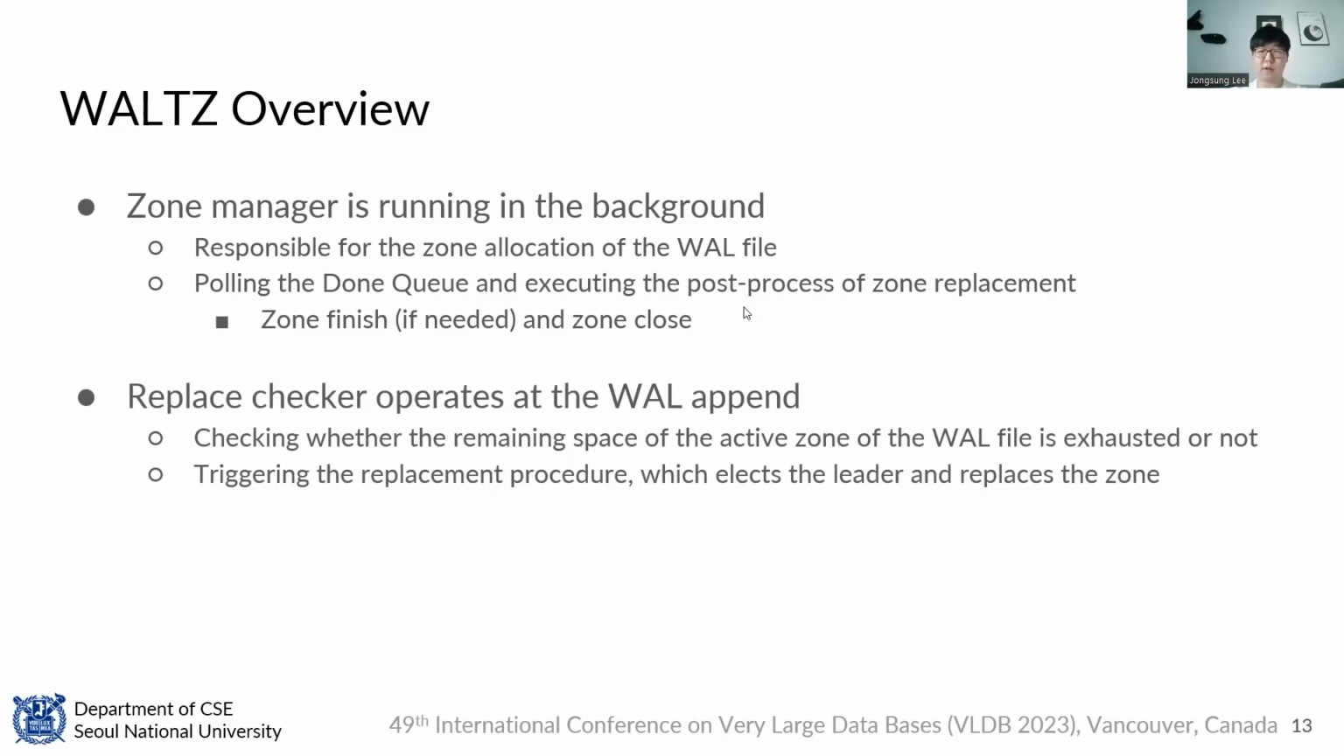Replace checker is triggered right after the completion of each zone append to the WAL file. It checks whether the remaining space of the WAL file is enough or not. If the remaining space is smaller than the threshold, the replacement process is triggered. Under the replacement process, a leader thread is elected by a lock-free mechanism, and then the leader allocates a new zone by retrieving the allocation queue of the zone manager. Finally, it switches the new zone with the active zone of the WAL file and updates the extent list and zone status.